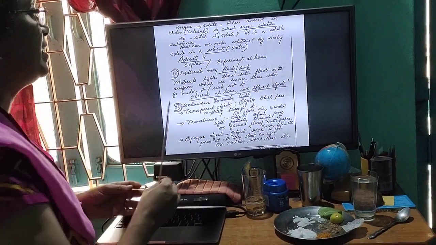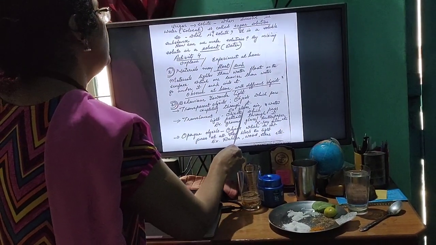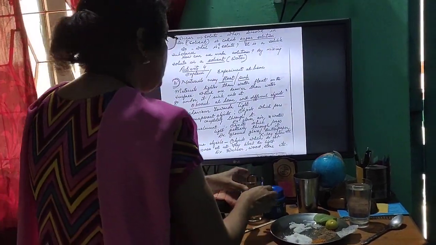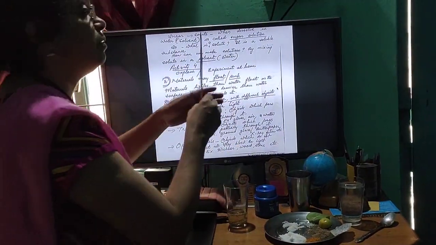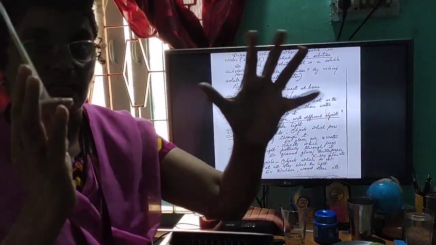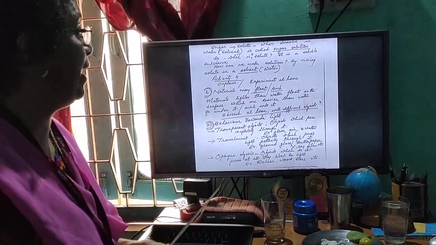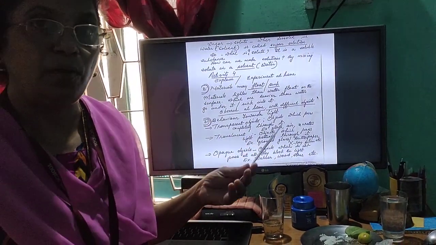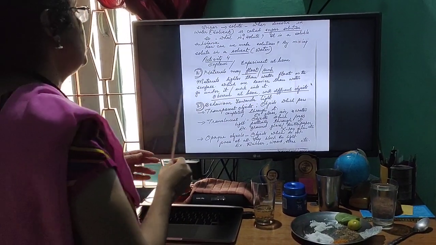What are transparent objects? Objects which pass light completely through it. For example, this kind of glass. Glass is completely transparent. The air around us is transparent, and that's why we can see the objects and we can see each other, because air is transparent. And then water, through water also rays of the light pass. So all these are examples for transparent objects.